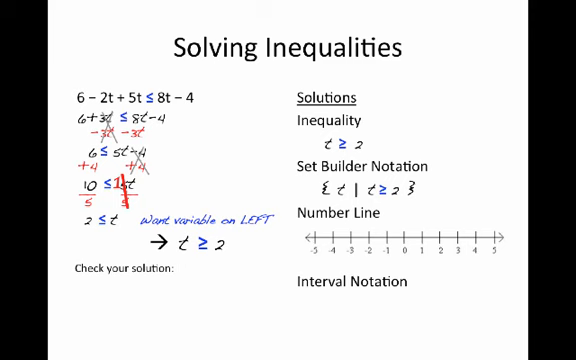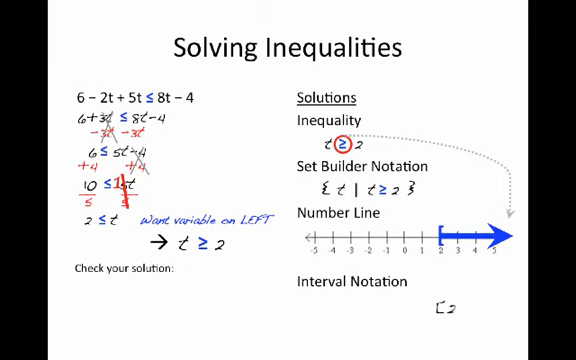On the number line, I start at 2. I use a square bracket because I've got an equal sign in my inequality, and I shade to the right. Notice that my inequality points to the right. I shade to the right, but my variable has to be on the left for that to work. That's why we flipped the inequality.